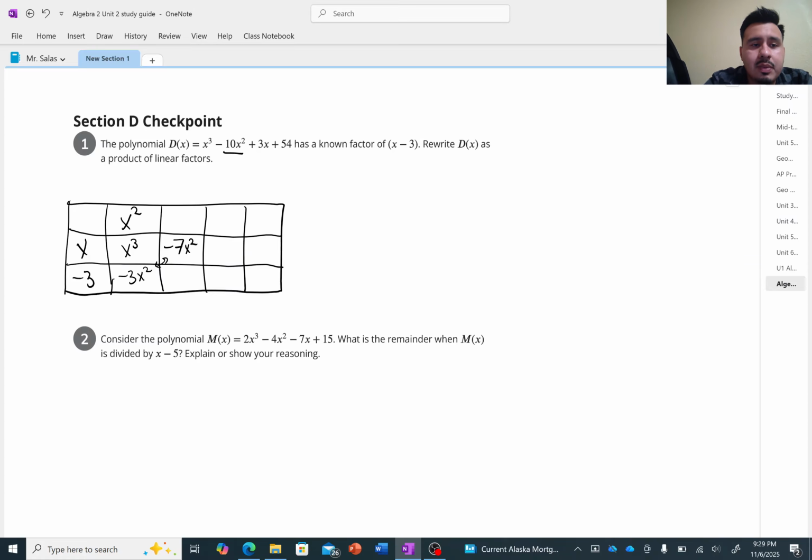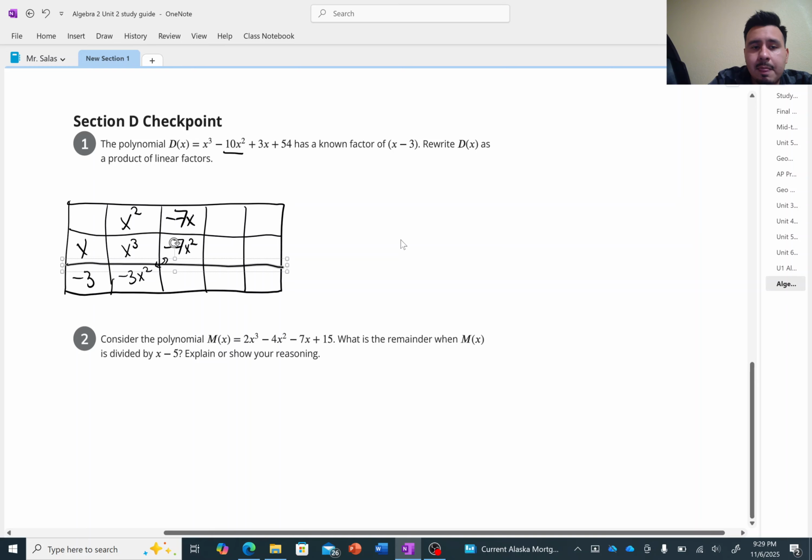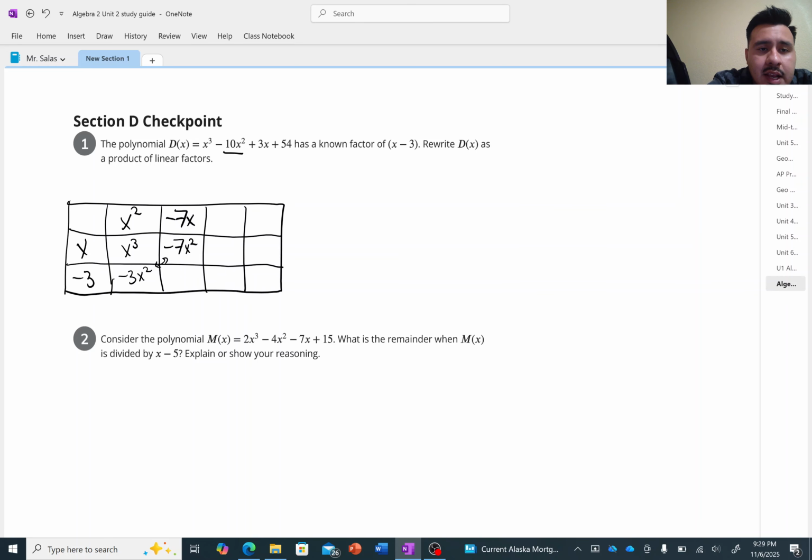So that works there. What do I need to multiply to my x to make it a negative 7x squared? Well, I need to multiply by a negative 7x. Negative 7x times x gives me negative 7x squared. Negative 7x times negative 3 gives me a positive 21x. I know that this 21x is going to have to be added to my diagonal, but the total needs to be 3x. So what do I need to add or subtract to 21 to make it a 3?